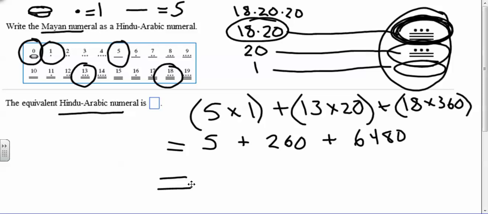Now you add those up and we'll get our base 10 or Hindu Arabic numeral. So we have 6480 plus 260 plus 5, and we get 6,745. And again, that's in base 10. If you want to put a little 10 down there, you can. But it's 6,745.